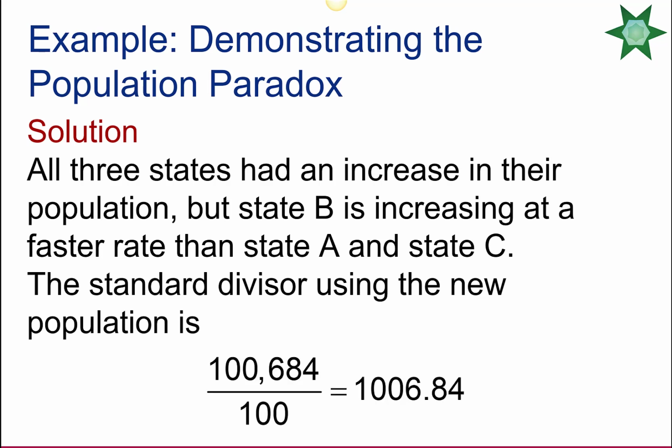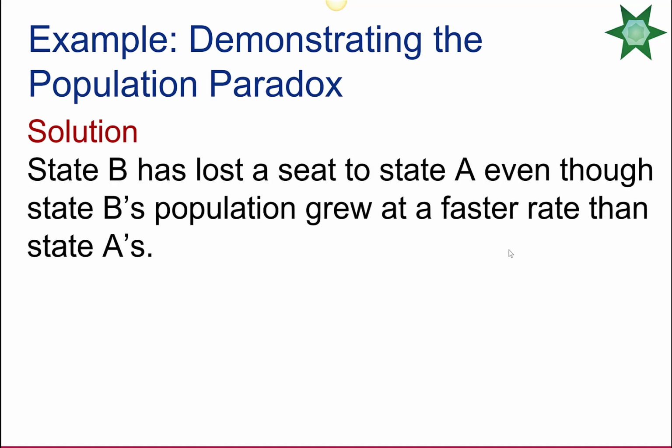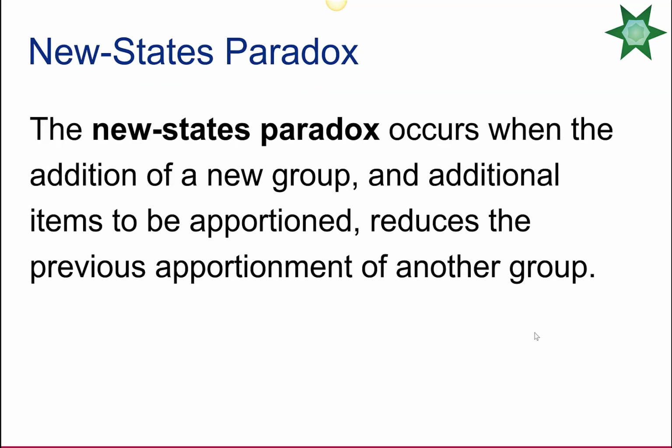So the new standard divisor now is 1006.84. So we're going to do the standard quotas here. We're going to round down, we get 98. We have 2 seats left to allocate, and those are going to go to A and C. So we end up here with 24 and 71. But remember, state B lost a seat to A, even though B's population was growing at a faster rate than A's, and this is an example of the population paradox.